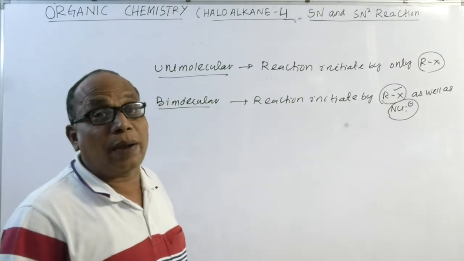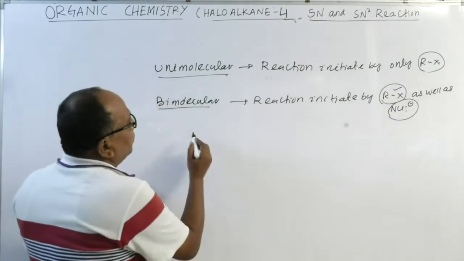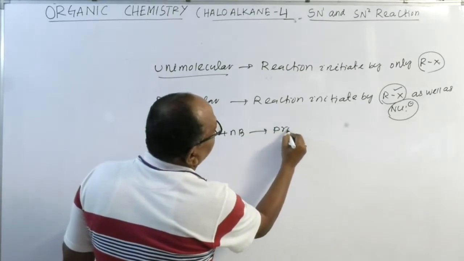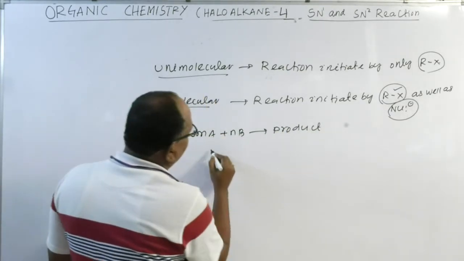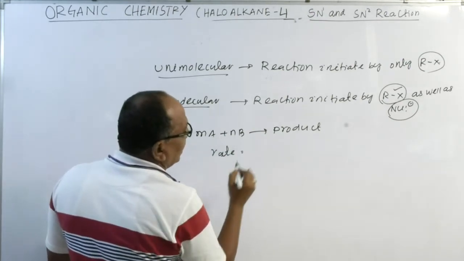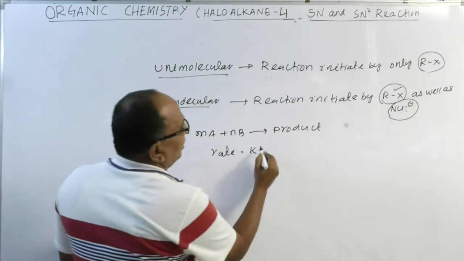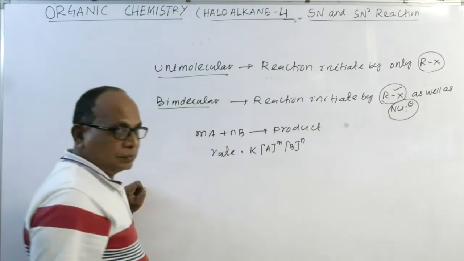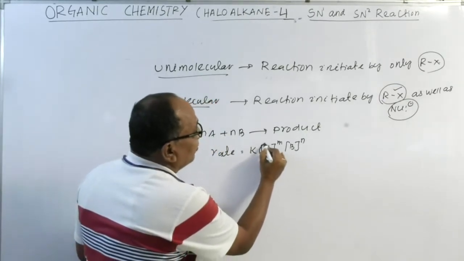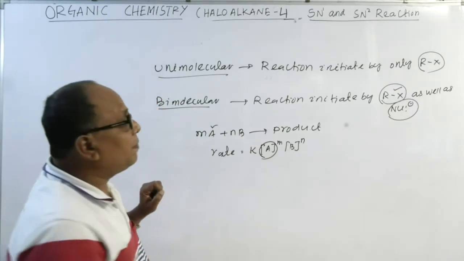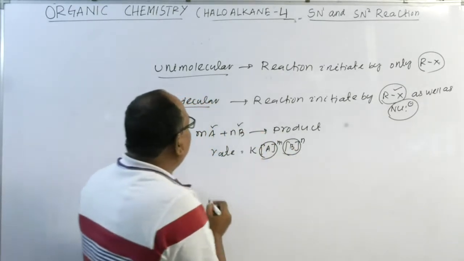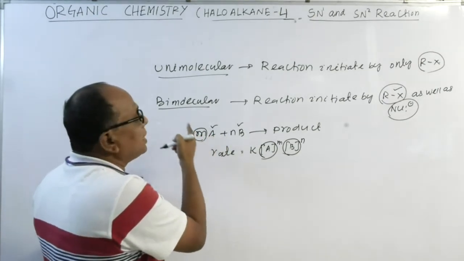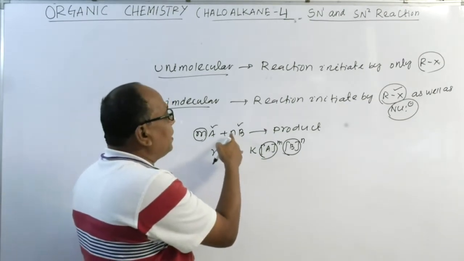Next, we come to the order of the reaction. For example, if you take a reaction of M moles of A reacting with N moles of B to give the product, then according to the law of mass action, rate is equal to K into molar concentration A to the power M and B to the power N. What is A? A is one of the reactants. What is B? Another reactant. What is M? M is a coefficient. The coefficient of A is M and the coefficient of B is N.